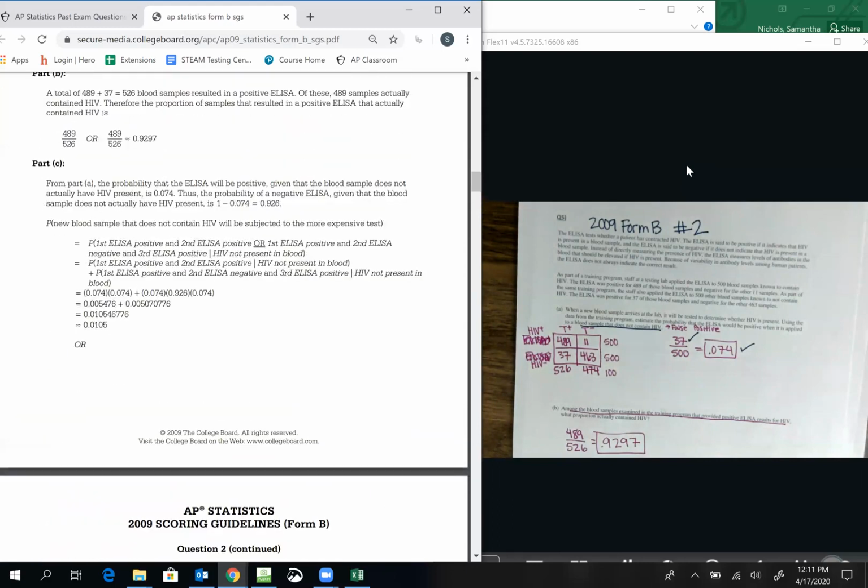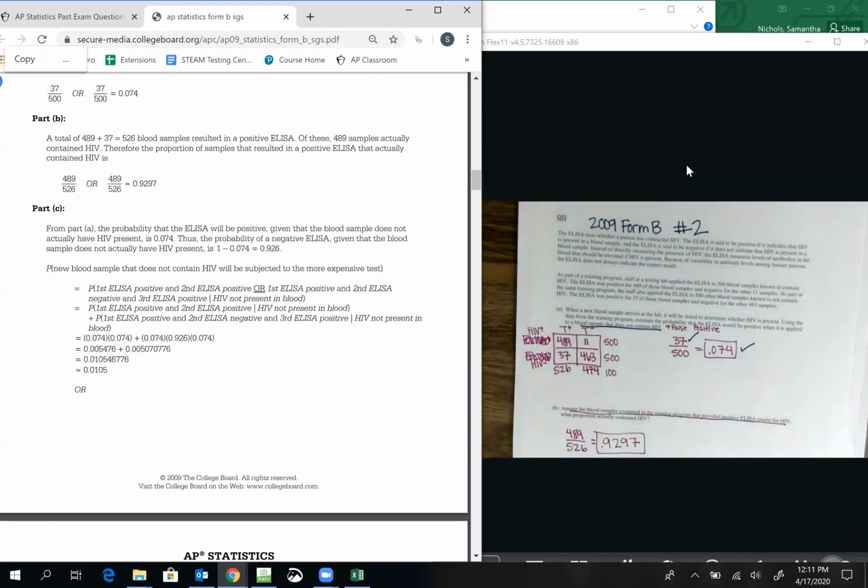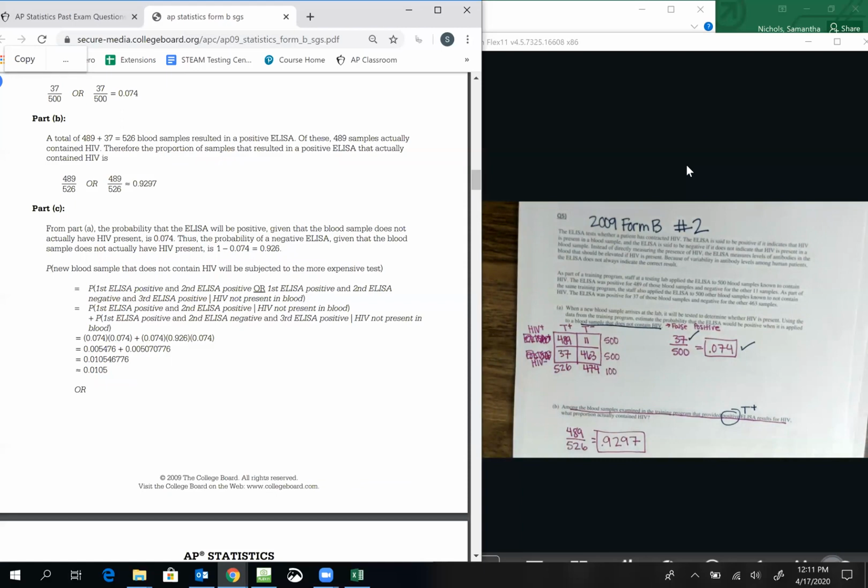Part B. Among the blood samples examined in the training program that provided ELISA results for HIV, which proportion actually contained HIV? So we're looking at the ones that gave you positive test results. So I want my test to be positive. So that's why I have 526 as my denominator. And of those, which ones were actually positive? So it's 489 over 526.